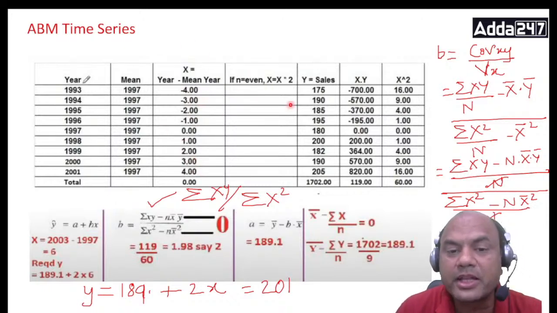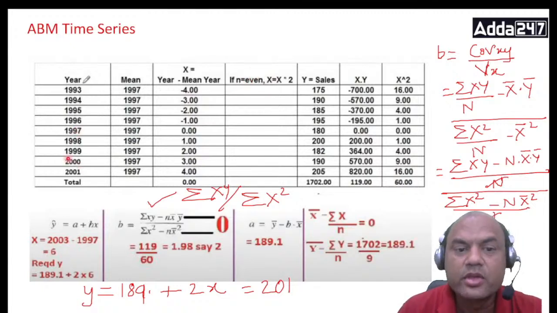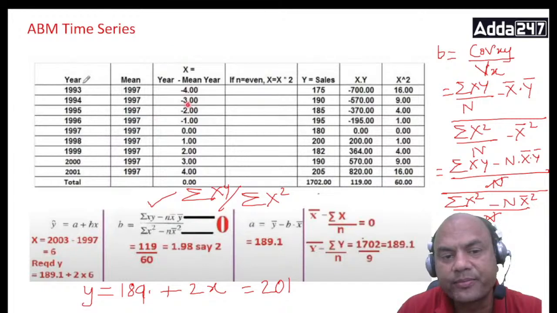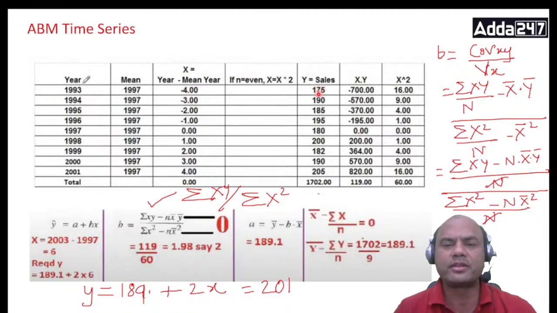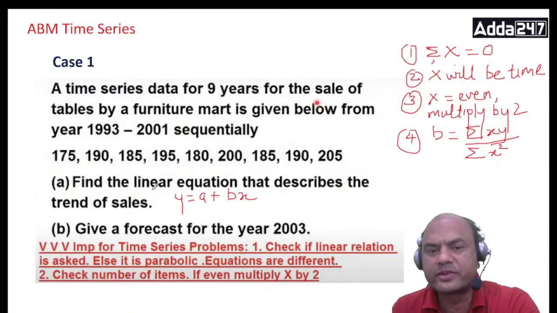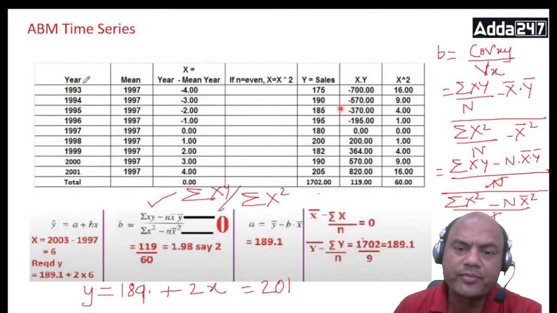Now should I multiply this by 2? No. Is N even? No. N is odd because it's 9 years. So this is my final x. Now y. Y is given, whatever is given, write the same. 175, 190, this is given over here. See this, 175, 190, 185, and all these values. Just write them. Do the total of this y.